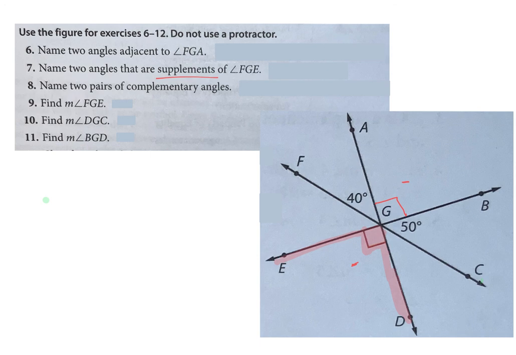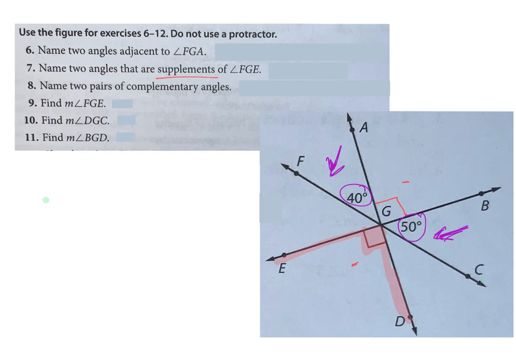Look at the next one, complementary. Complementary means they add up to 90. Do you see two angles that add up to 90 here? Yes, we have this angle right here, angle FGA, and then BGC. You see those two measurements there? They add up to 90. So these two angles would be complementary. Right? So you need to know how to find those.